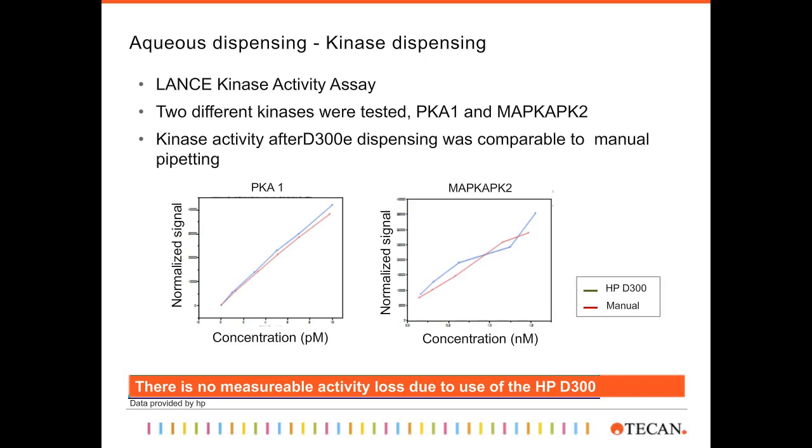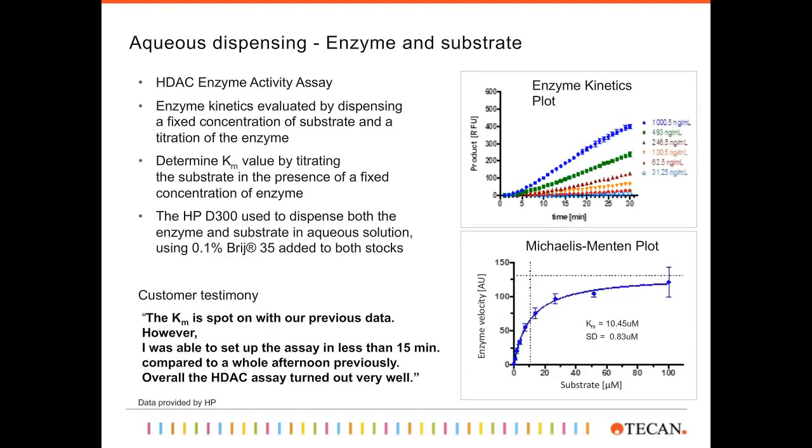What we see here is an HDAC enzyme activity assay. So the enzyme kinetics were evaluated by dispensing a fixed concentration of a substrate and the titration of the enzyme. And then the KM value was determined by titrating the substrate in the presence of a fixed concentration of the enzyme. And the D300 was used to dispense both the enzyme and the substrate in aqueous solution, using 0.1% Brij 35 added to both stocks.